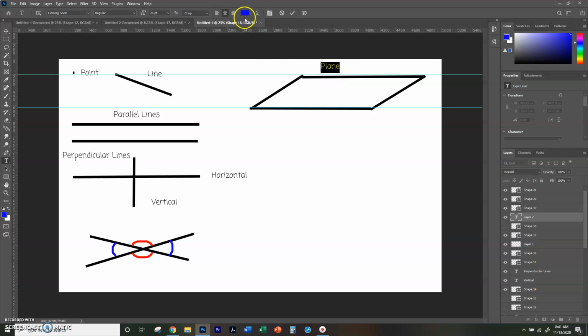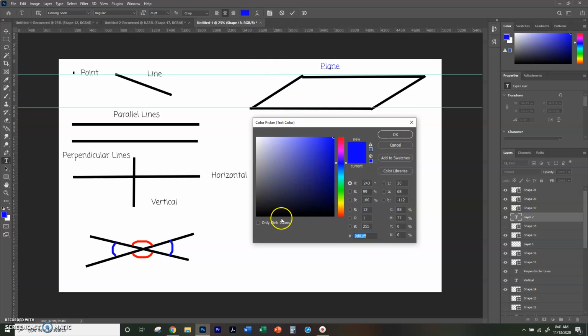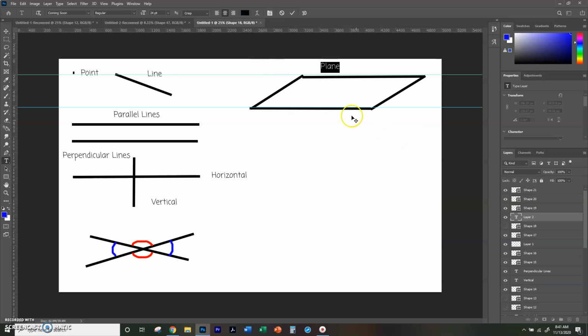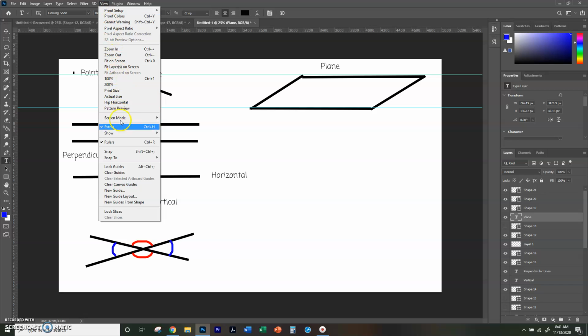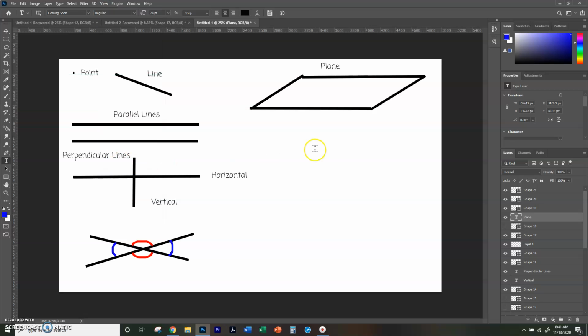So point, line, plane. Those are the three really important geometry terms in order to be able to start to draw geometric figures. And I'm going to show you really quick how to draw a cube and how to draw a rectangular prism. Okay, so the first thing is drawing a cube.